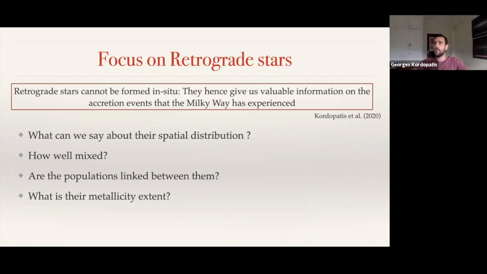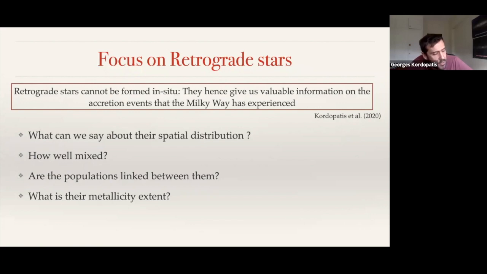So this is why the aim of my paper has been to focus specifically on the retrograde stars. The idea being, we know that you cannot form retrograde stars in situ. You need some external factor, whether you accrete those stars or you take some in situ stars and make them change their orbit. But in any case, you cannot form in situ retrograde stars. So by investigating them, you necessarily select stars that have been accreted or that are related to accretion events.